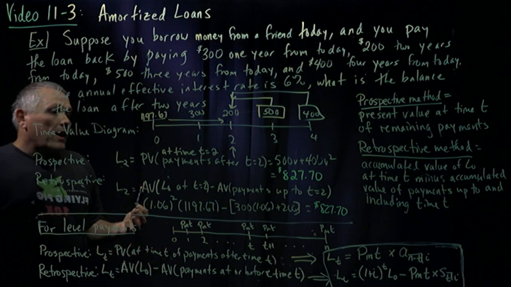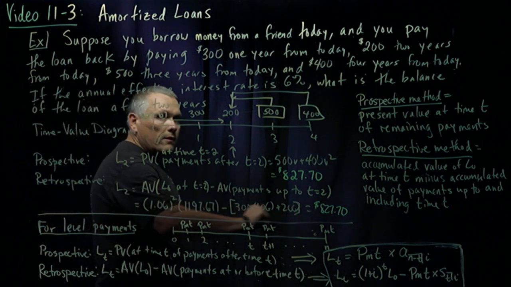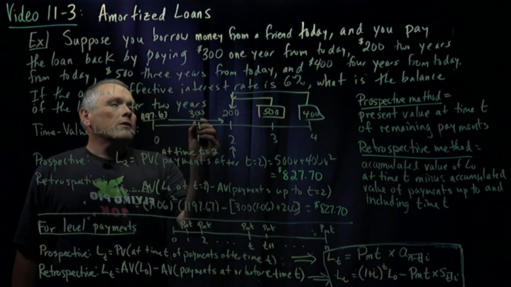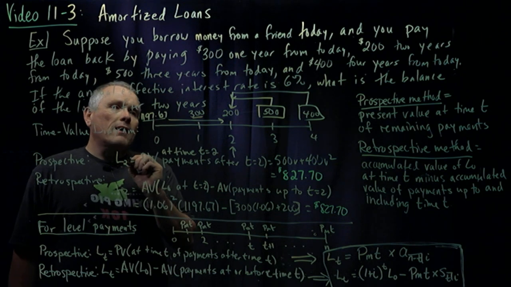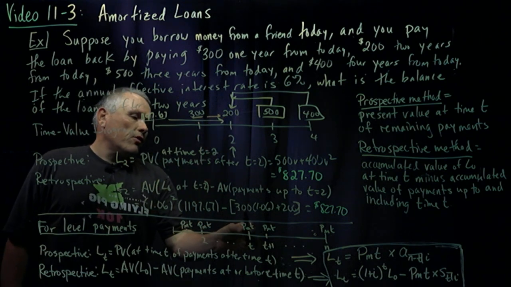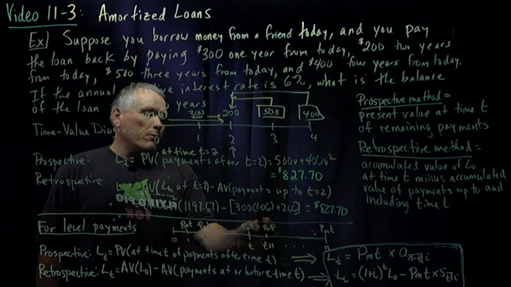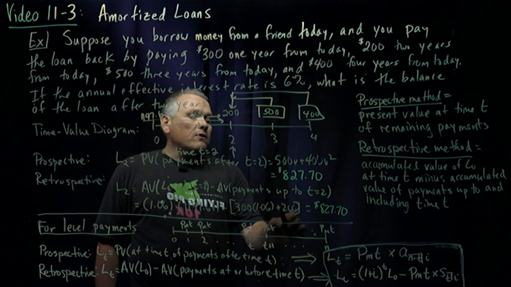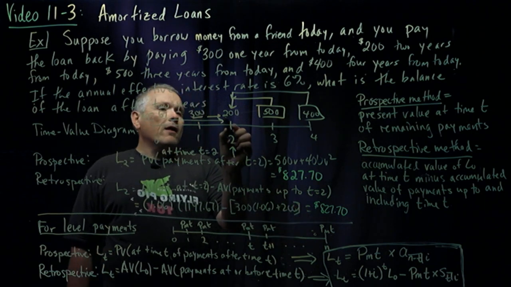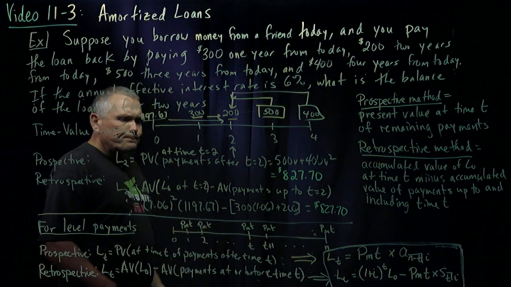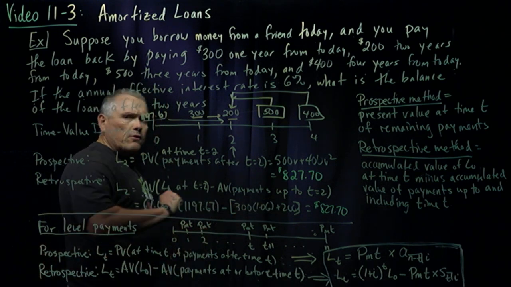We also need to subtract off anything that's gone on before time 2, or up to time 2. Well, there was a $300 payment that was made at time 1. That needs to get moved forward to time 2. So we'll take the 300 times 1.06 to the first power. And then we've got the $200 payment that's at time 2, so it doesn't need to be moved at all. So we just need to add 200 in there. And then we need to subtract these two things.